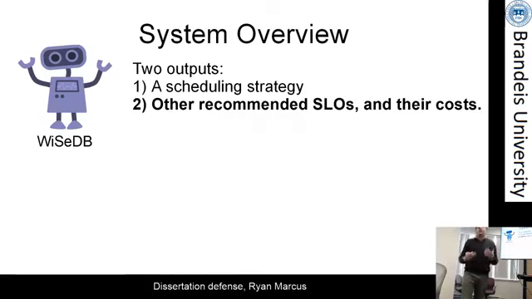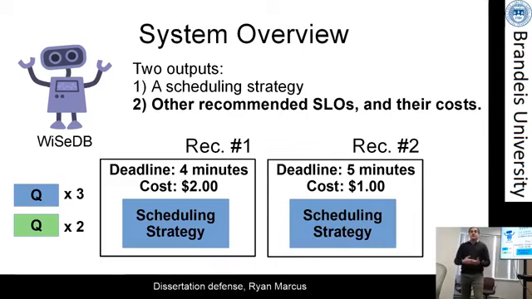The second thing it will output is other recommended service level objectives and their costs. So for example, the user might have said, okay, here are my 3 blue queries, my 2 green queries. They gave us an original deadline, but WiseDB will suggest, hey, if you increase your deadline to 4 minutes, you can do this for just $2. Or if you increase your deadline to 5 minutes, I can cut your cost in half to only $1.